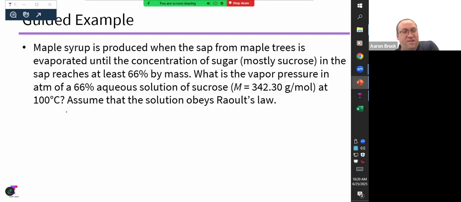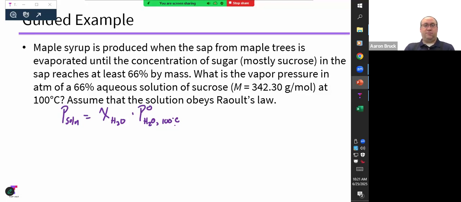And so what this is saying is, okay, the pressure of our solution is going to be equal to the mole fraction of the water multiplied by the normal vapor pressure of water at 100 degrees Celsius. Now we're going to have to look up that value. But luckily, the internet usually has some decent places where we can look for that stuff. Let's solve the mole fraction portion first.